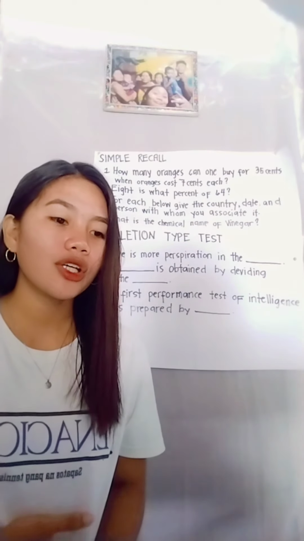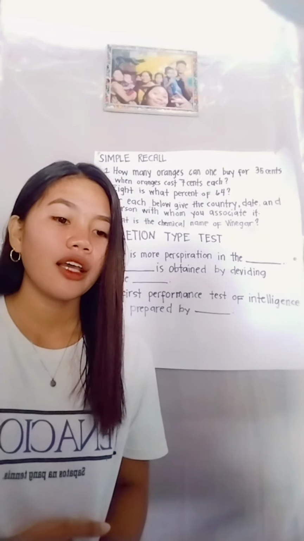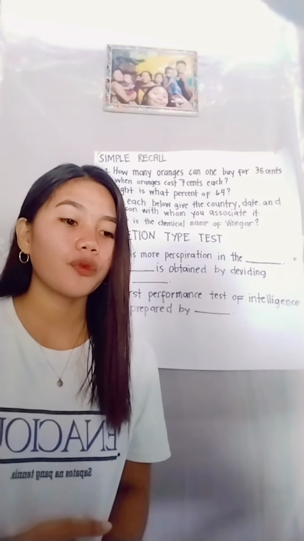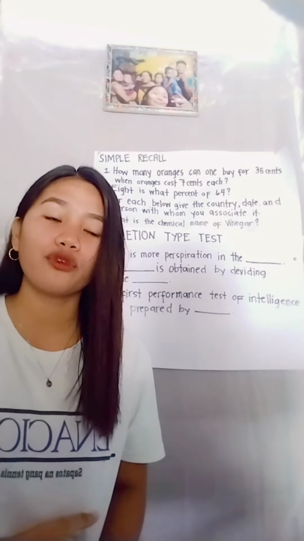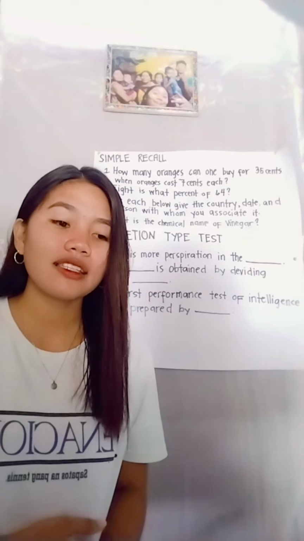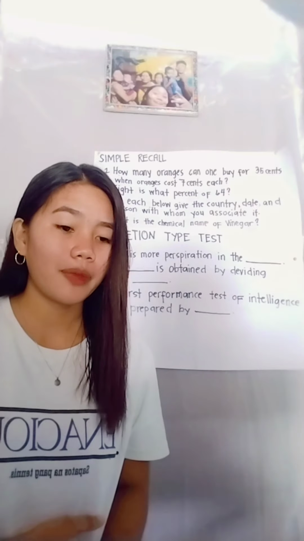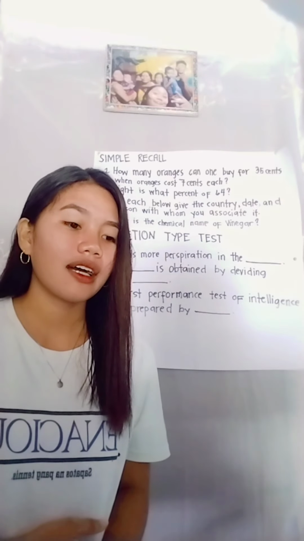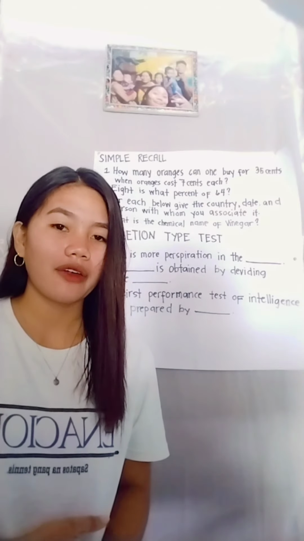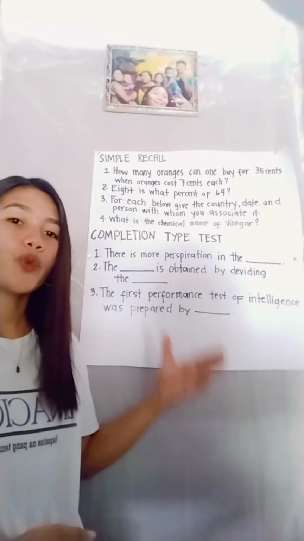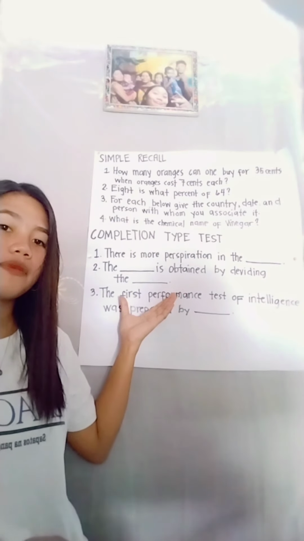So the completion test may be defined as a series of sentences in which certain important words or phrases have been omitted and blanks substituted for the pupil to fill in. A sentence may contain a single blank, or it may contain 2 or more blanks. The sentences in the test may be disconnected or they may be organized into a paragraph. So we have here examples of completion type test.